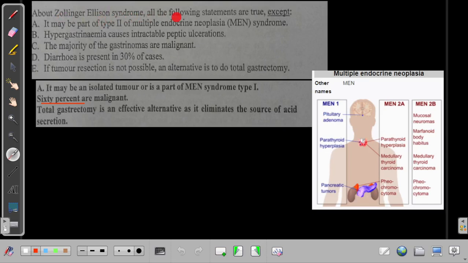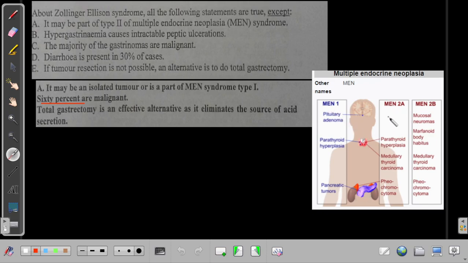About Zollinger-Ellison syndrome, all of the following statements are true except: it may be part of type 2 multiple endocrine neoplasia syndrome. This is untrue. This is the exception. As a matter of fact, Zollinger-Ellison syndrome is a part of MEN 1, not MEN 2. MEN 1 consists of the 3 Ps: P for pituitary adenoma, P for parathyroid hyperplasia, P for pancreatic tumor, gastrinoma.